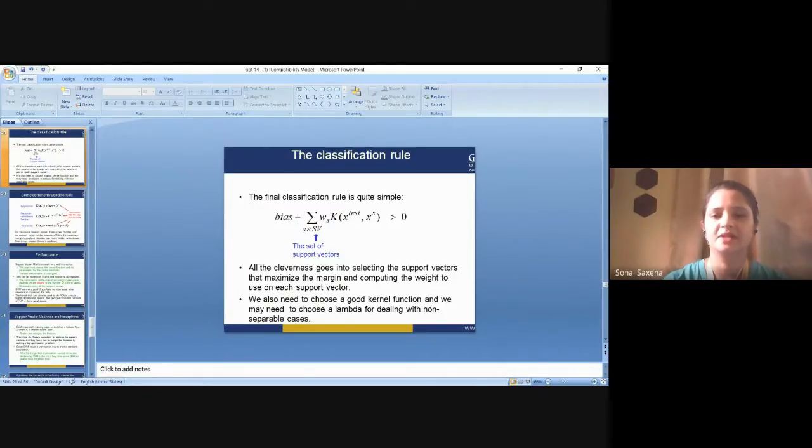This is the final classification rule, which is very simple. Here you can see the classification rule. All the cleverness goes into selecting the support vectors that maximize the margin, and computing the weight to use on each support vector. We also need to choose a good kernel function, and we may need to choose a lambda for dealing with non-separated cases.